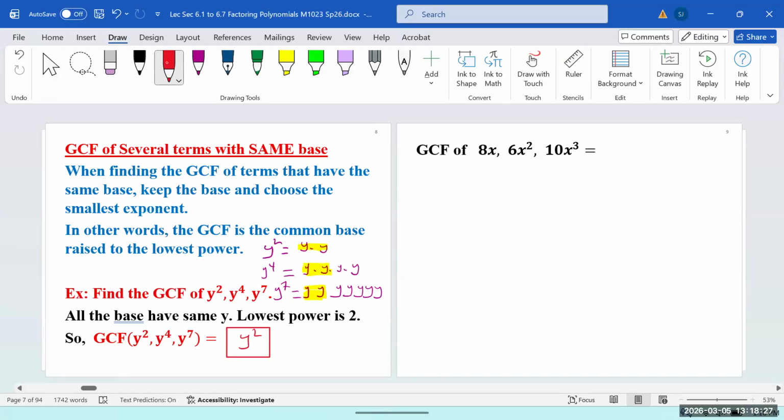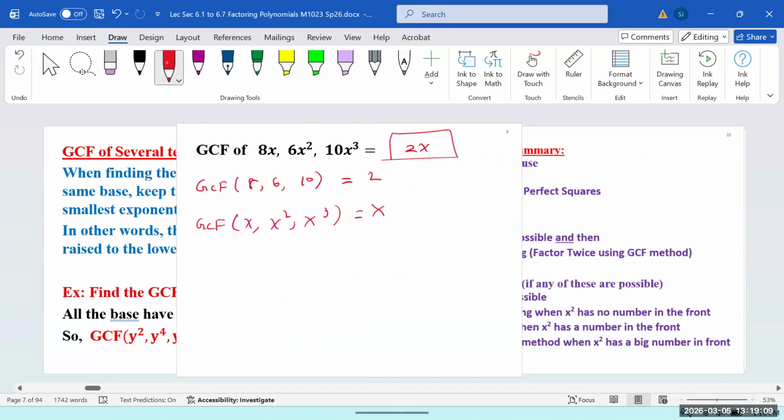Any volunteer? Daniel. So what's the GCF of 8, 6, and 10? 2. What's the GCF of x, x squared, and x cubed? So what is our answer? 2x. That's the way to do it. Taj, question?